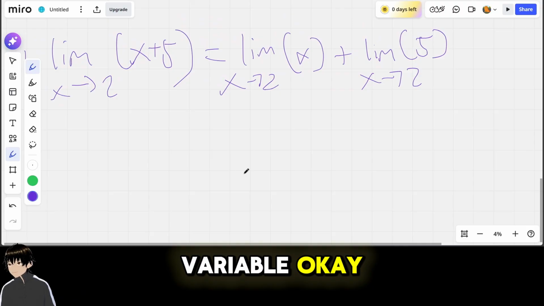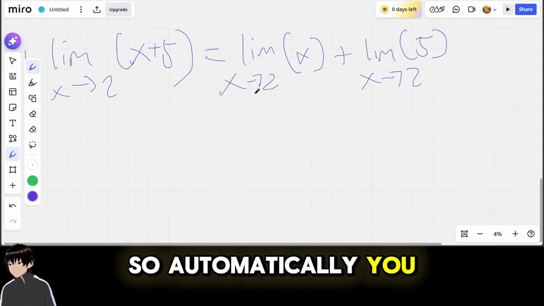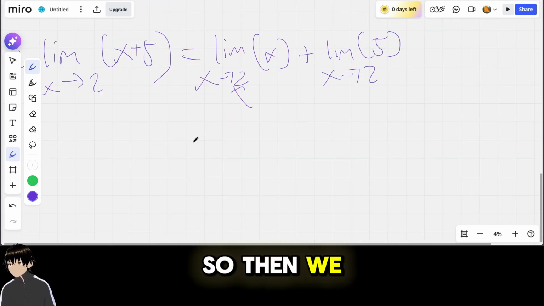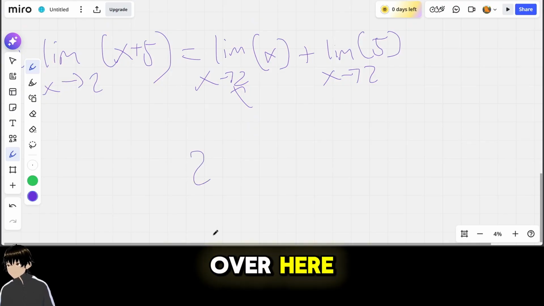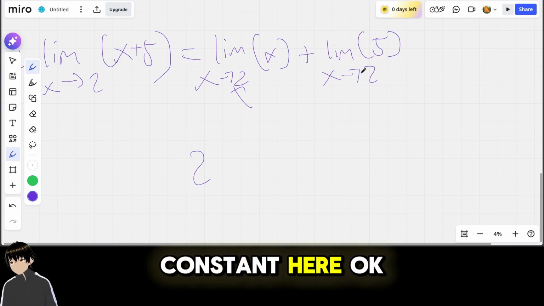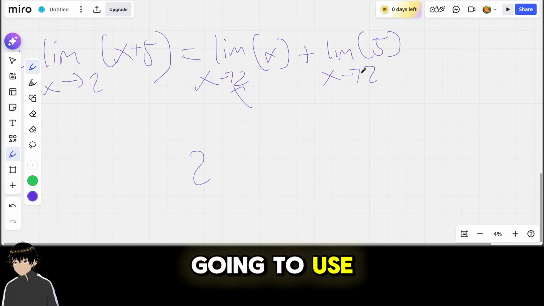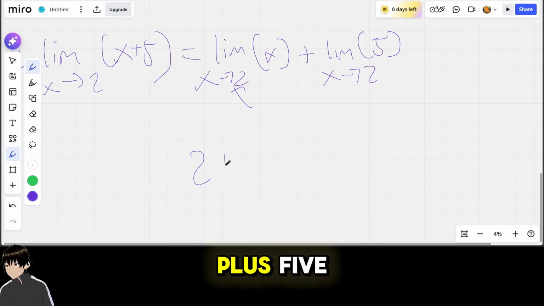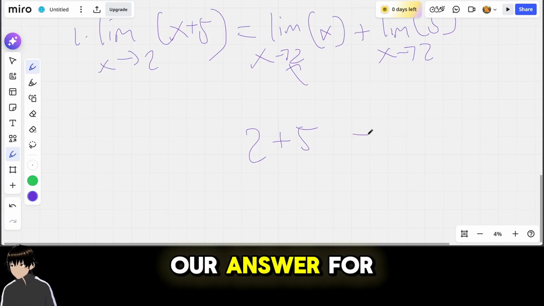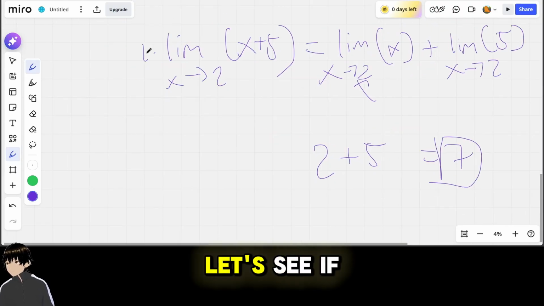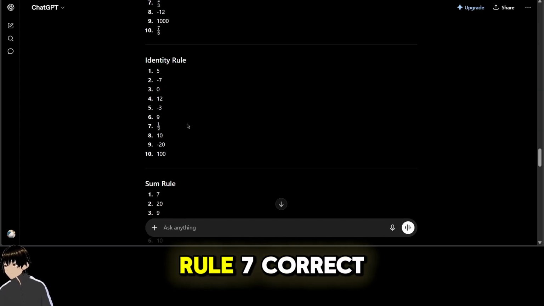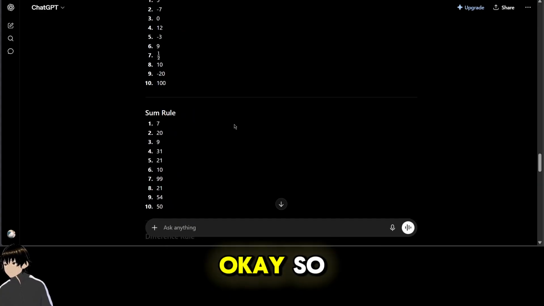X is a variable, so automatically you replace it with a, and a here is 2, so we have 2 over here. And since we have a constant here, we're just going to use the constant rule, 2 plus 5, it's going to be 7. So our answer for 1 is 7. Let's see if it's correct. Let's go to the sum rule, 7. Correct.